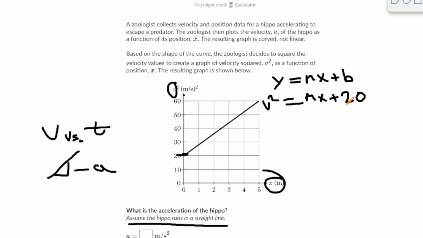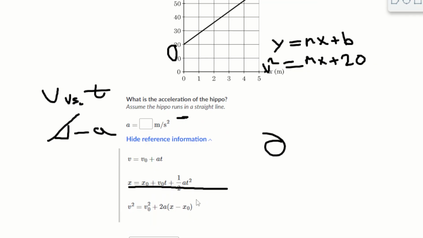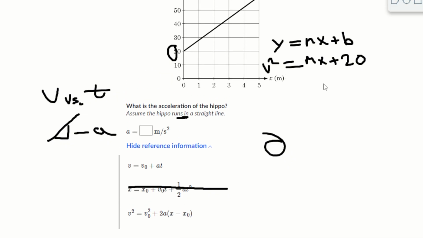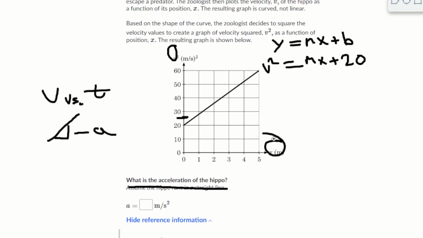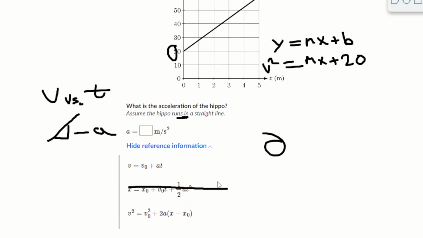And this looks familiar because it's one of our kinematic equations that we can use. If we scroll down here and click our physics reference, we can find right here v squared is equal to v initial squared plus 2a, where a is our acceleration, times our delta x. In this case, our delta x would just be our x position because it is just going from the initial position onward. So our delta x in this situation would just be our x.